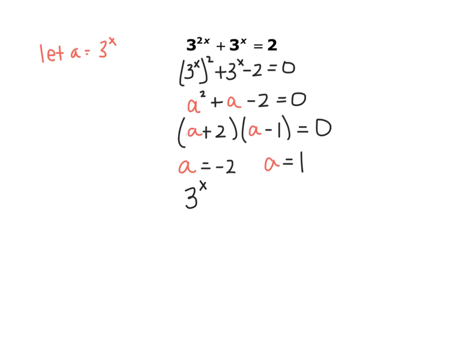So we have 3 to the x is equal to negative 2, and 3 to the x is equal to 1. So now we want to solve for x. 3 to the x is equal to negative 2. Is there any way I can raise 3 to a power and get a negative number? There's no way I can raise 3 to any power and get a negative number, so that's not going to give you any solutions. On this one, 3 to the x is equal to 1. What power do you raise anything to get 1? So on this one, x is equal to 0. So the solution to this equation is x is equal to 0.